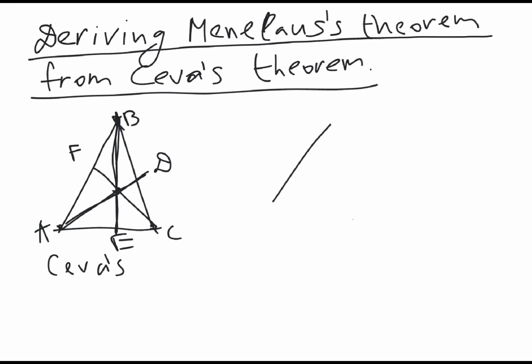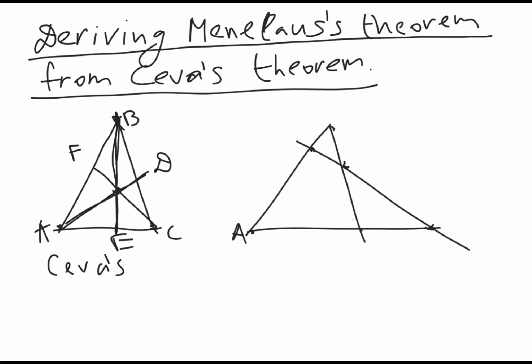And in another case we have a criterion when the 3 points on the sides of a triangle lie on a single line, so they are collinear. So A, B, C, D, E, F. So this is the Menelaus theorem.